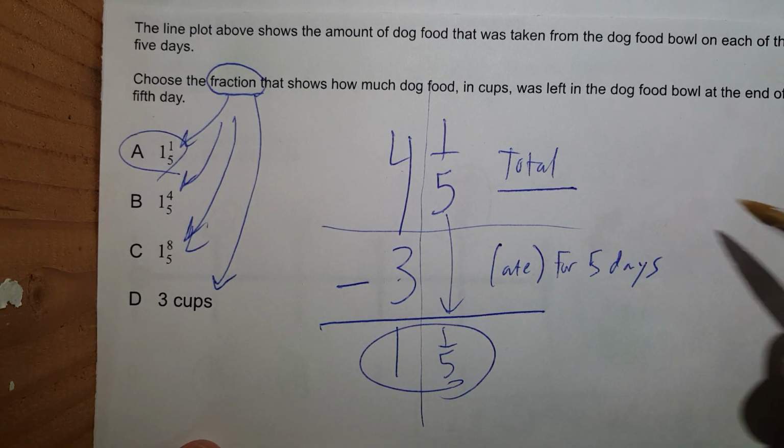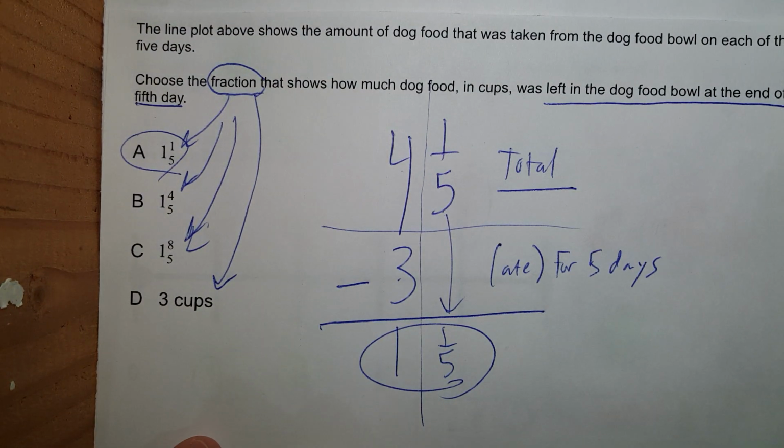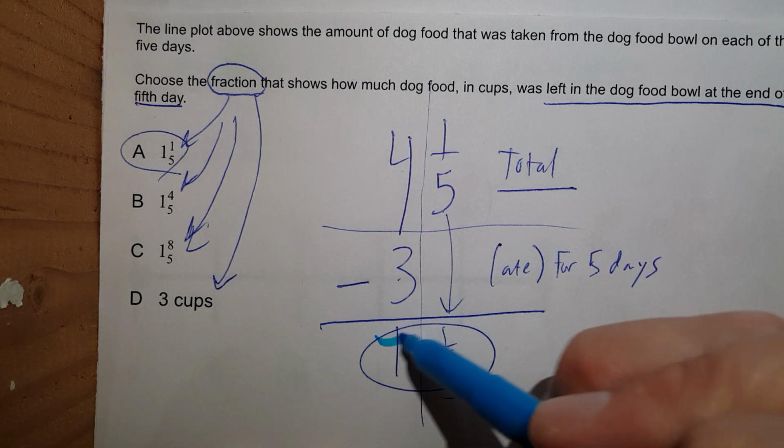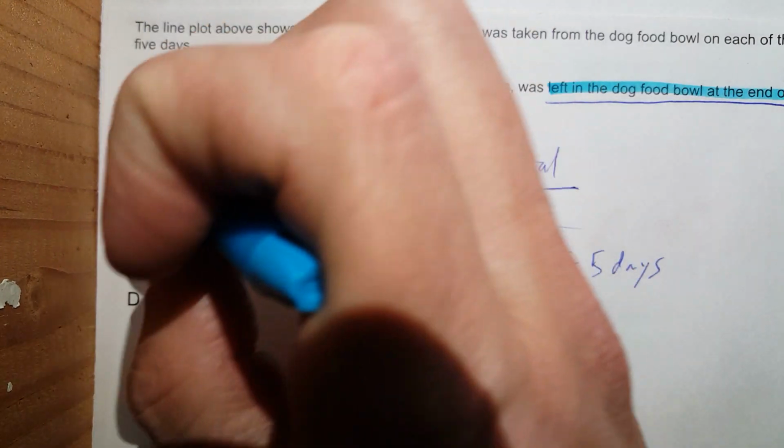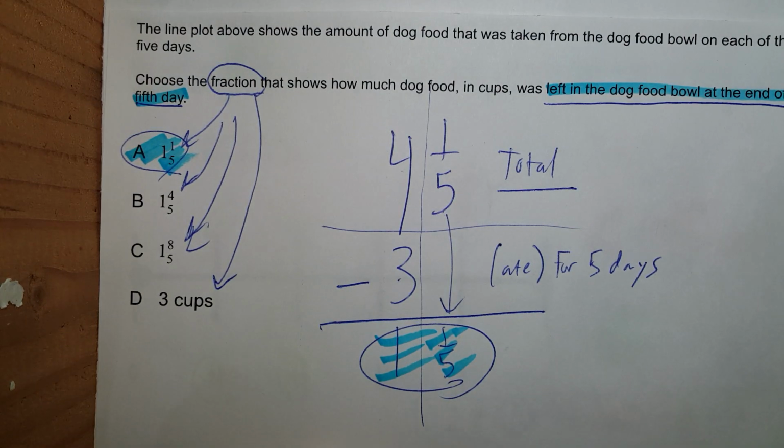This is the amount that was left in the dog food bowl at the end of the 5th day. Okay, so the dog did not eat everything, or it did not eat all the dog food. Let's be specific and clear.